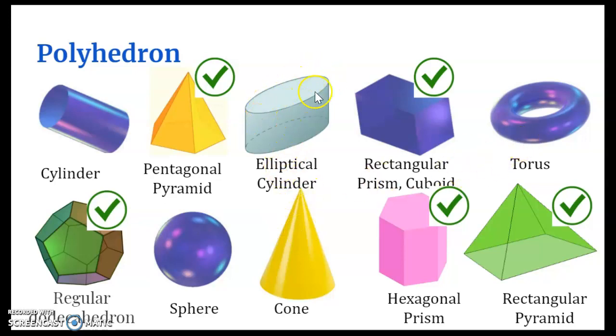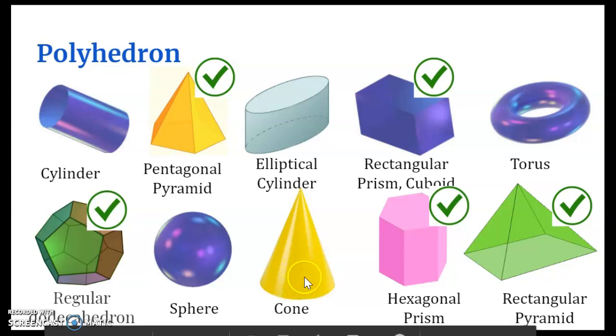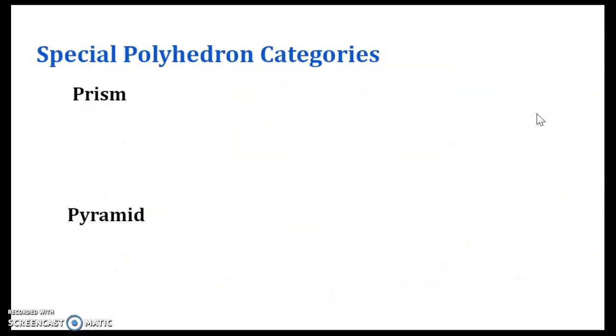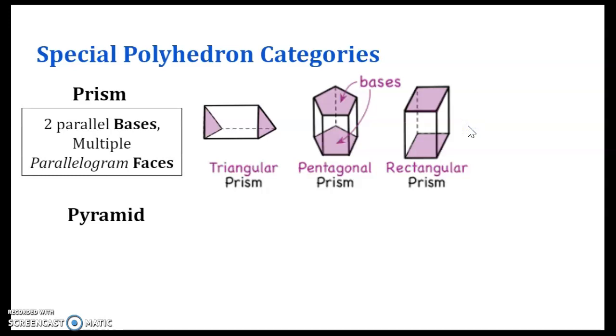Why? Because the edges are not straight, and even the bases are not polygons. All right, so special polyhedron categories. We put them into the prism category or the pyramid category. A prism has two parallel bases, and you can see the two bases here with multiple parallelogram faces. The other faces can be many, sometimes just three or more. In this case we have 5, but the faces are all parallelograms.